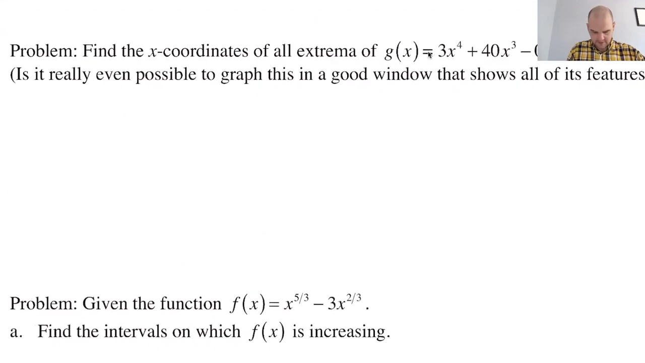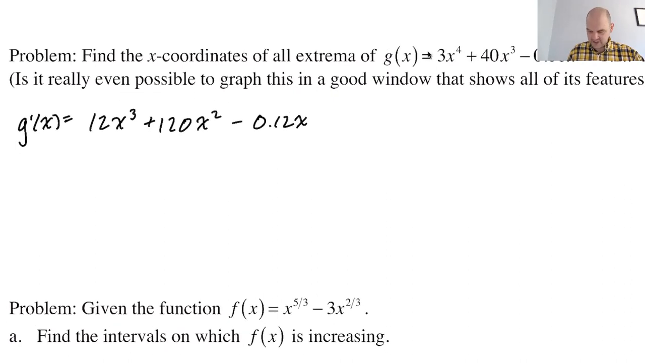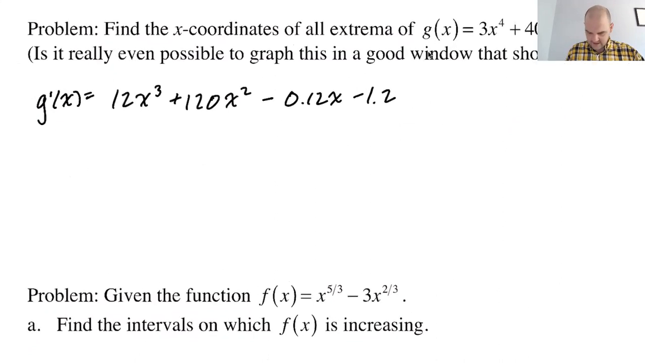So I'm going to say g prime of x is 12x cubed plus 120x squared minus 0.12x, and then minus 1.2. I just power ruled my way through it. It's not great.